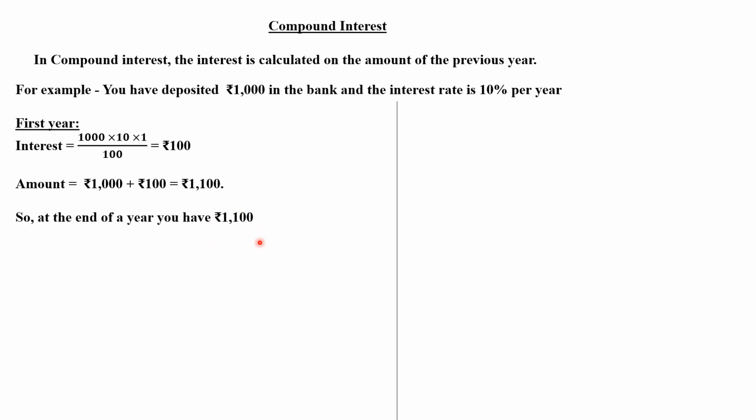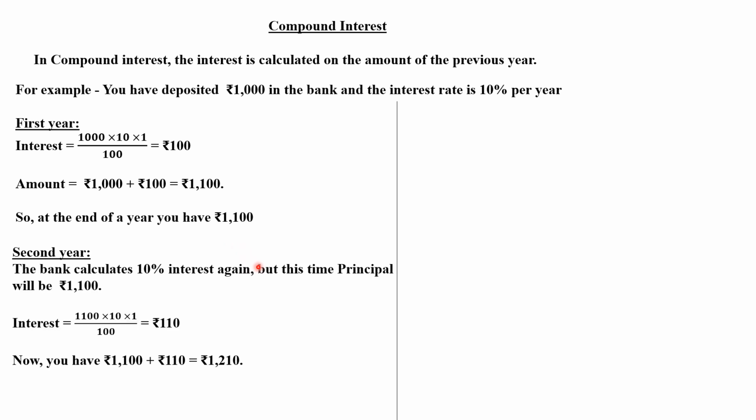Now in compound interest, what will happen? This amount will become the principal for the second year. So if I have to calculate how much amount it will be at the end of the second year, for that, this 1100 will become the principal amount here.